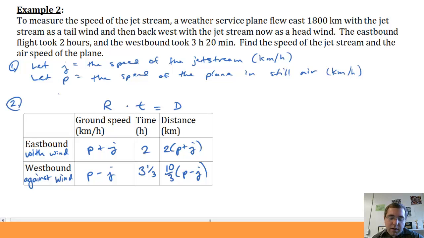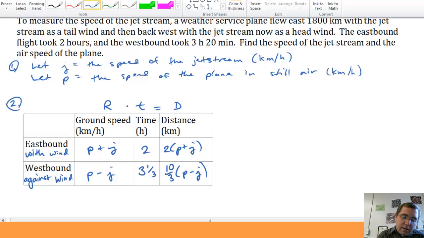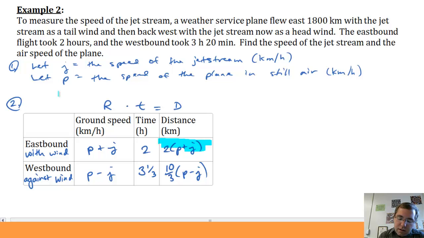Now, where it is taking off and landing isn't moving, right? So the distance it's traveling going east is the same as the distance it's traveling going west. That means that this box needs to be equal to this box. That means that these two boxes are really the same value.